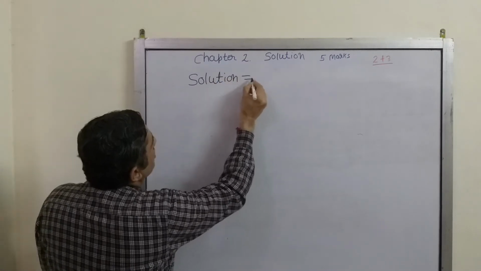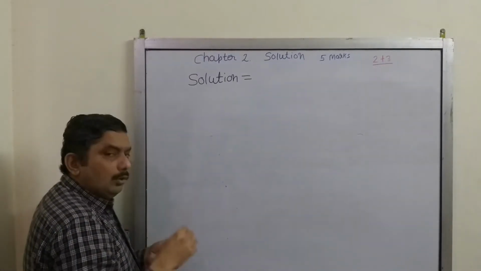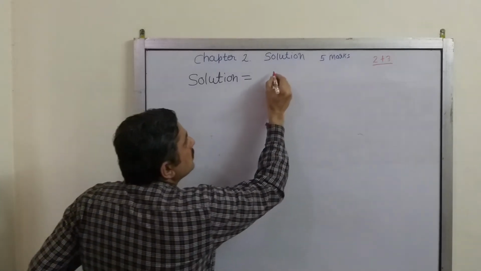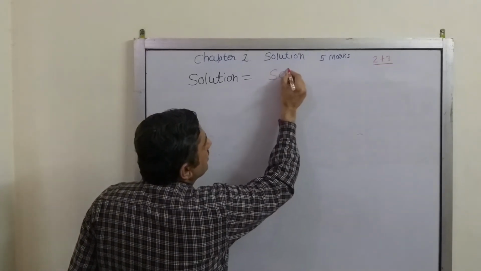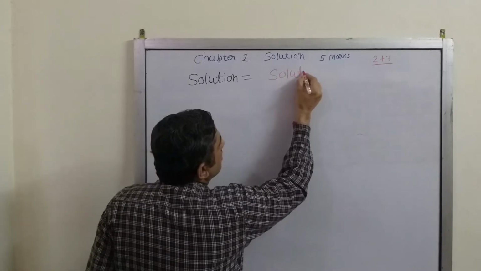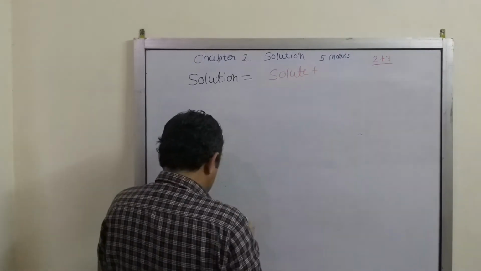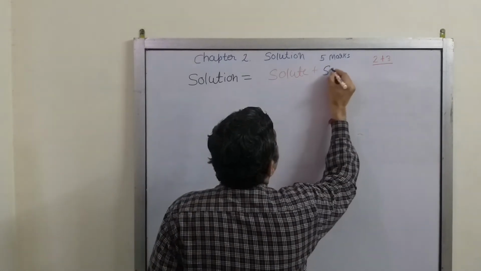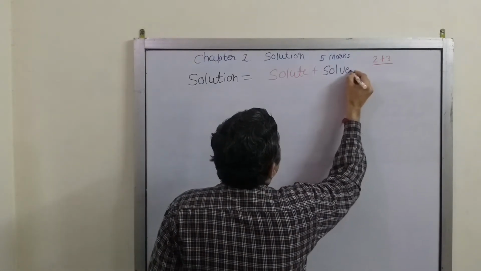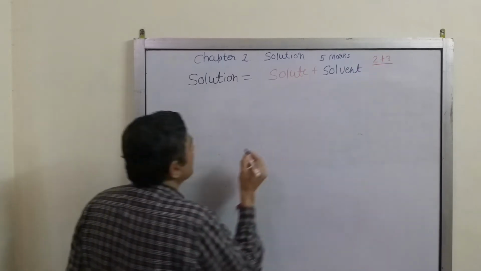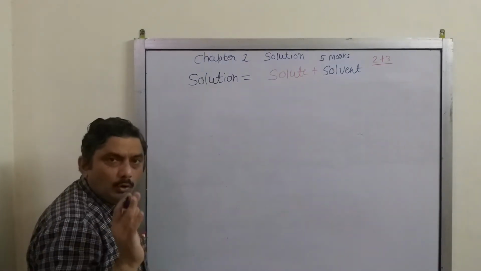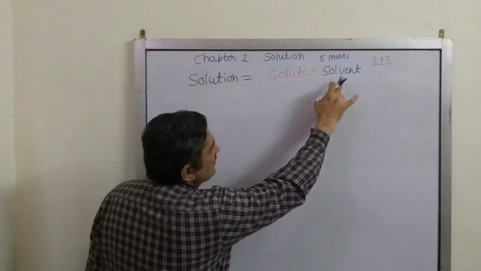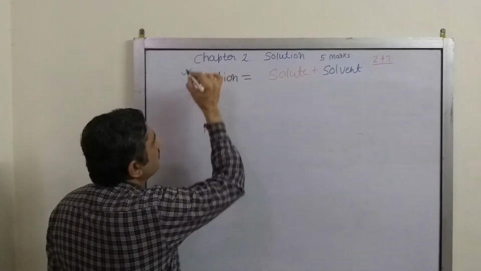How do we define solution? Homogeneous mixture of solute and solvent is known as solution. Homogeneous mixture of solute and solvent is called solution.